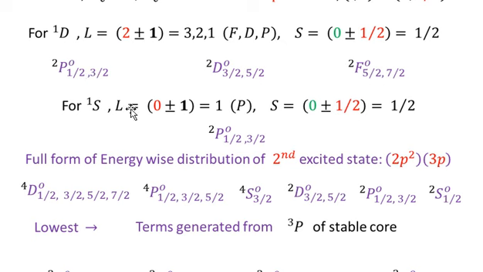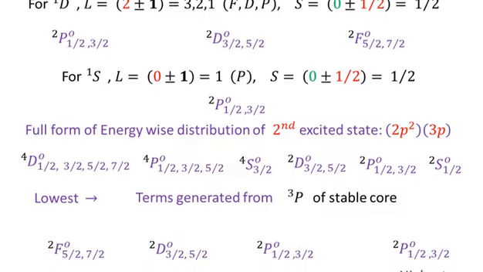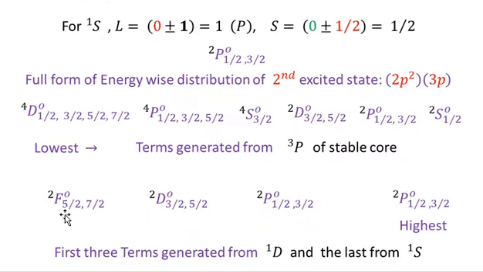Similarly, you can see that all these terms have the multiplicity equal to 2. That is, these are the doublet terms. Since the multiplicity is the same, I cannot arrange them energy wise due to the multiplicity. So the next parameter that I shall take to arrange them is the value of the orbital quantum number L. The F term has the highest quantum number, L equal to 3. Then the D term, which has L equal to 2. Then the P term, which has orbital quantum number L equal to 1. So I shall arrange them like that: first the F term, then the D term, and then the P term.